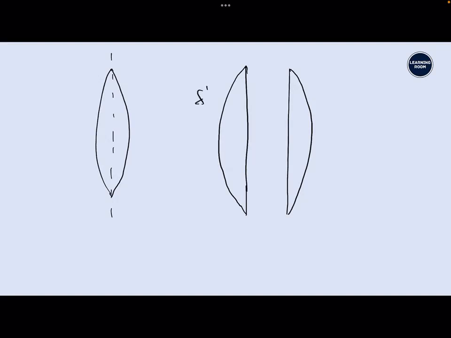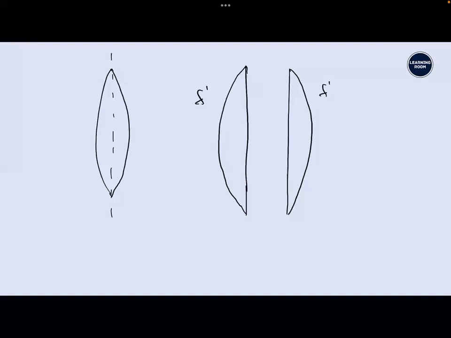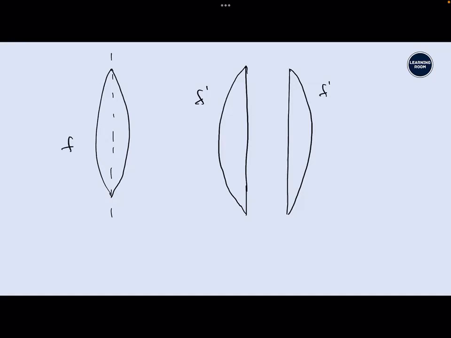If I call this focal length f dash and this focal length also f dash, then what is the relation between f dash in terms of f? If I say the original focal length of the lens was f, what do you think will happen to f dash? Will it be the same? Will it increase? Will it decrease? Nothing will happen. So it should be the same. So what I would suggest is apply lens maker's formula and try to find it.